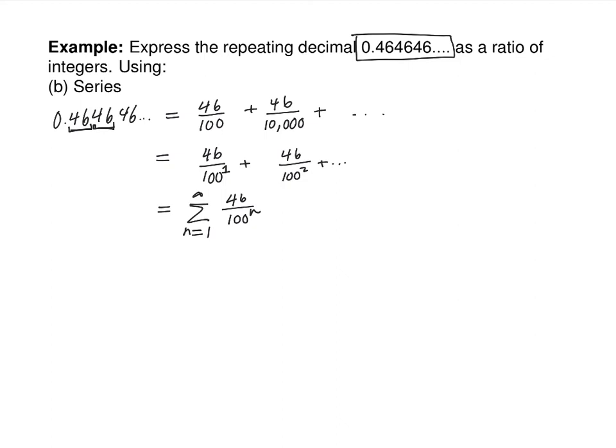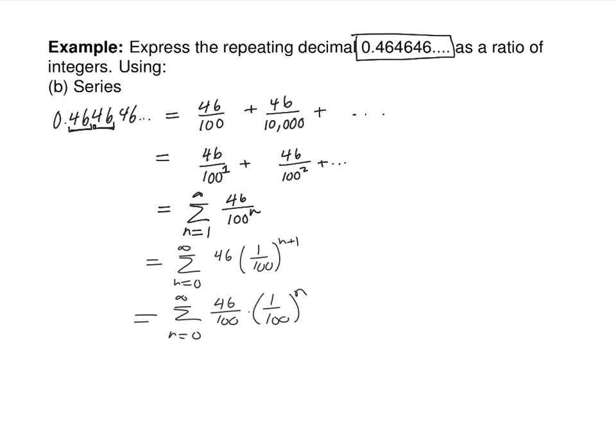I chose on purpose not to try to start at 0 because it's easier to actually re-index this. So this is going to be a geometric series and it is going to converge. So let's re-index: sum from n equals 0 to infinity, 46 times 1 over 100 to the n plus 1. So same thing as the sum from n equals 0 to infinity, 46 over 100 times 1 over 100 to the n. And that's a geometric series.